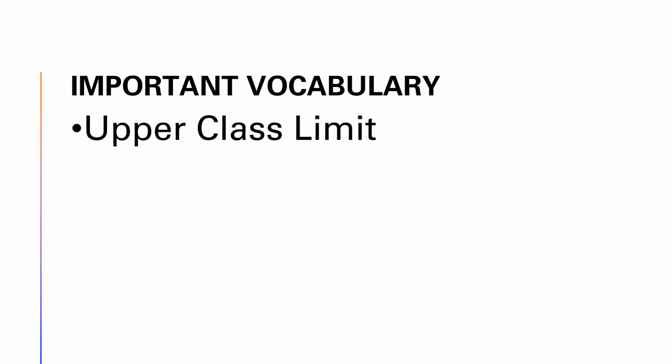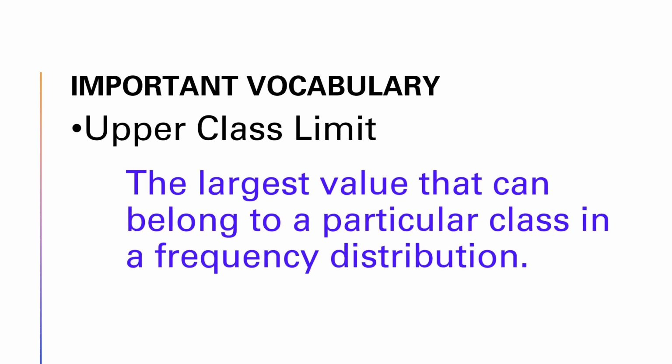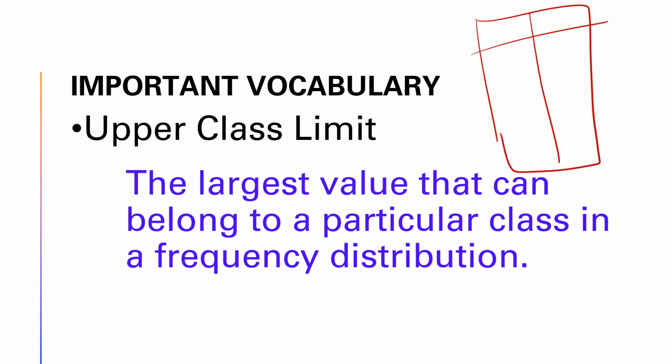The upper class limit is just the opposite. It's going to be the largest value that can belong to a particular class in a frequency distribution. So again, with our little example, ages and frequency, 1 to 10, 11 to 20, and so on, the upper class limit for the first class would be 10. The upper class limit for the second class would be 20.